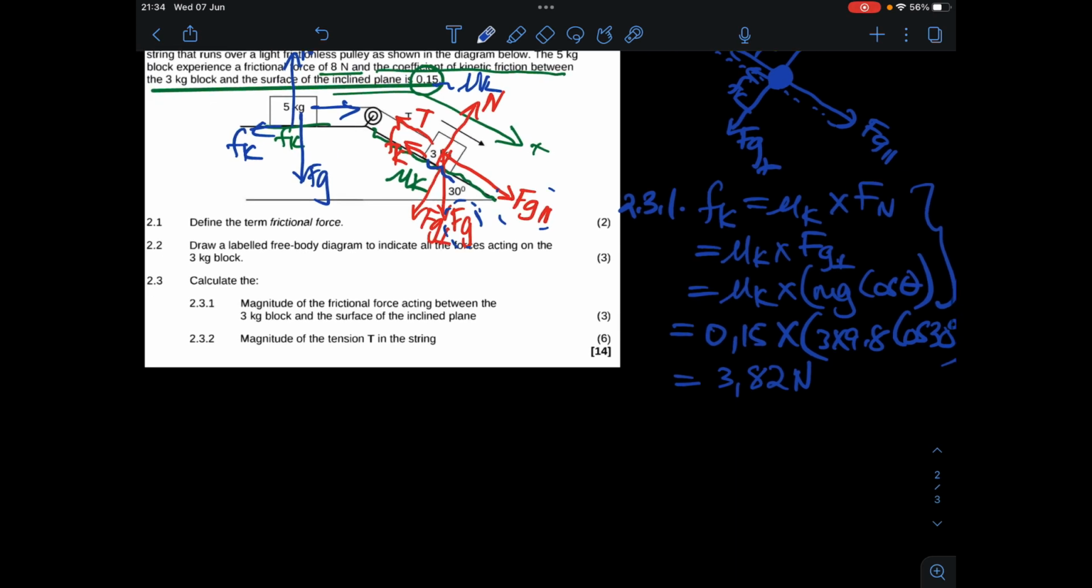Right, let's go to the last question, 2.3.2. That says calculate the magnitude of the tension force, the tension T in the string. Remember, guys, we are not given the tension there.